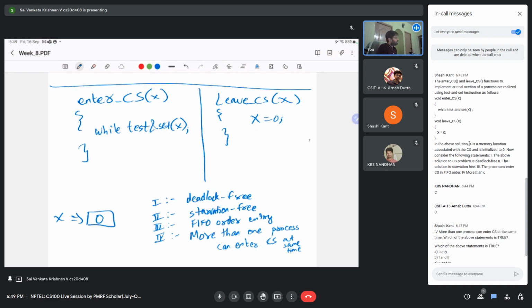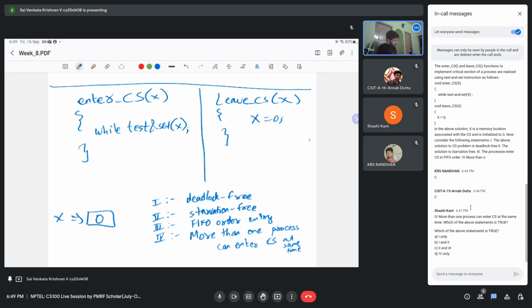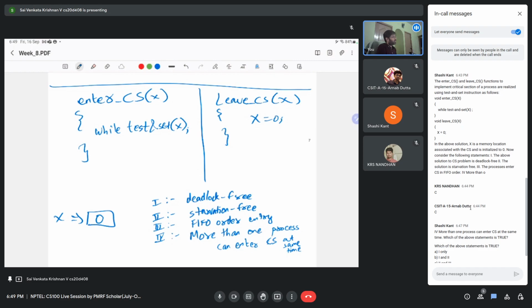x equal to 0. The above routine. Okay, so deadlock free, starvation free, FIFO order free. More than one process can enter the CS at the same time. Test and set, compare and swap. If it's test and set, what should the previous value be?